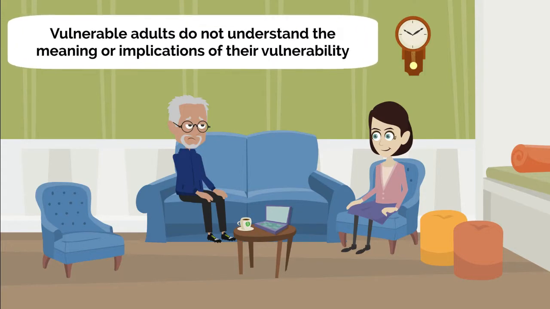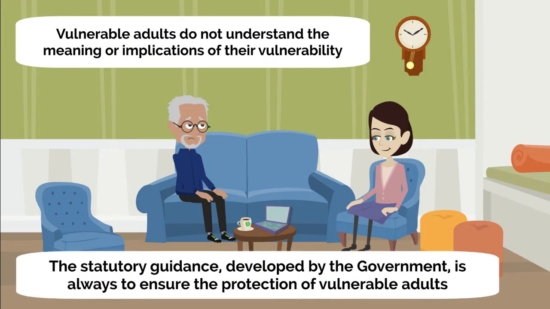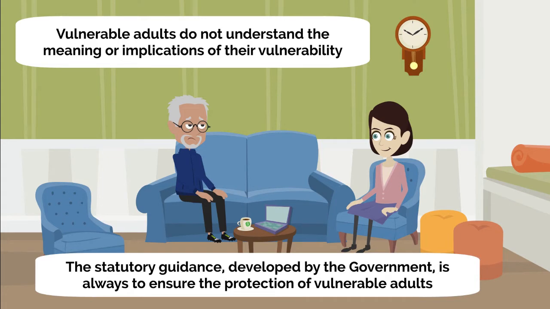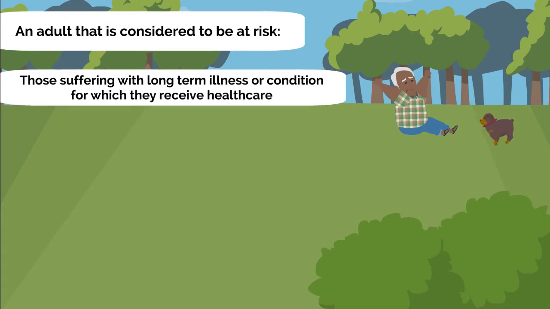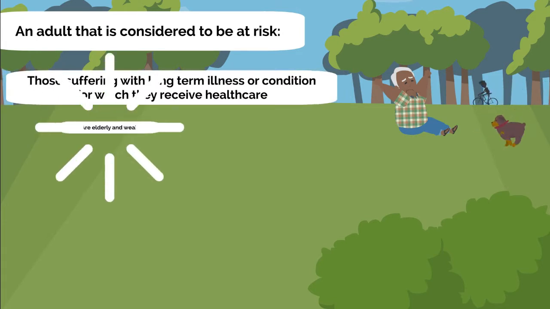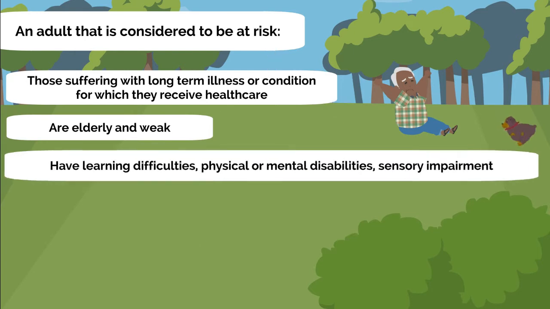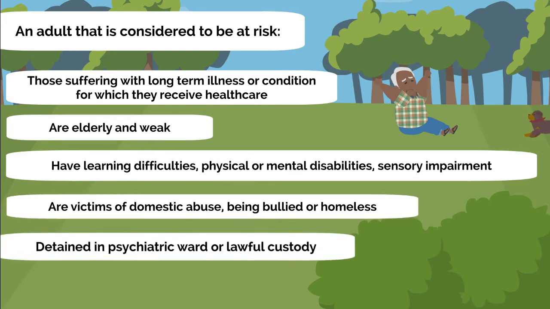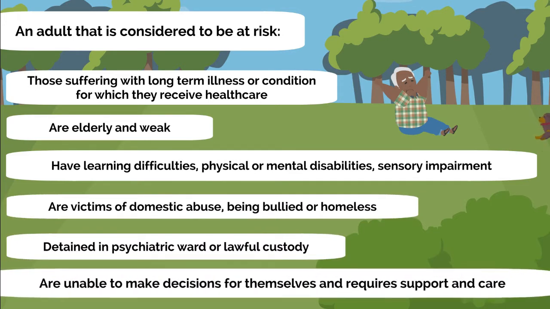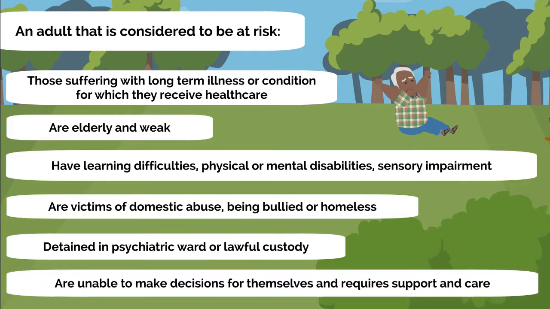Vulnerable adults do not understand the meaning or implications of their vulnerability. The statutory guidance, developed by the government, is always to ensure the protection of vulnerable adults. An adult that is considered to be at risk: those suffering with long-term illness or condition for which they receive healthcare, are elderly and weak, have learning difficulties, physical or mental disabilities, sensory impairment, are victims of domestic abuse, being bullied or homeless, detained in psychiatric ward or lawful custody, are unable to make decisions for themselves and require support and care.